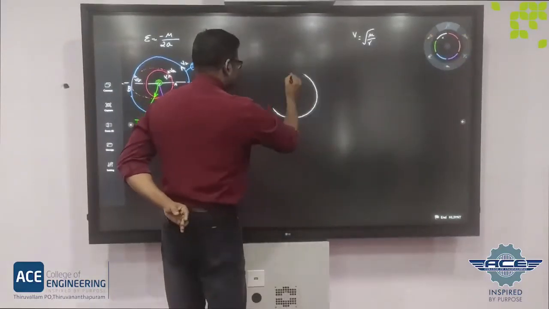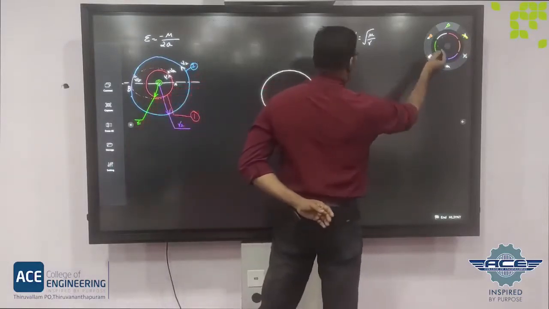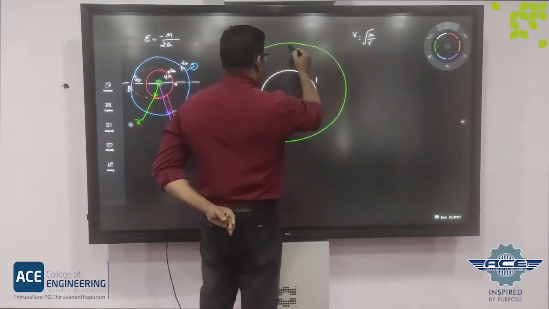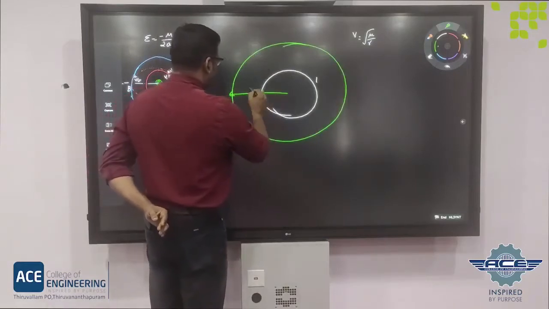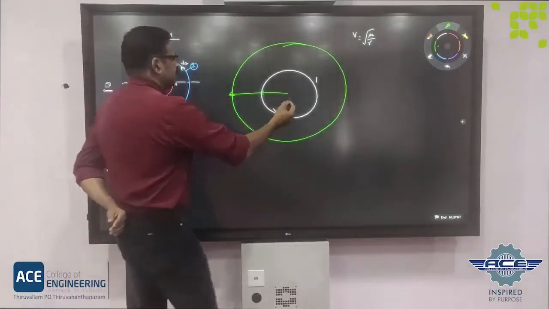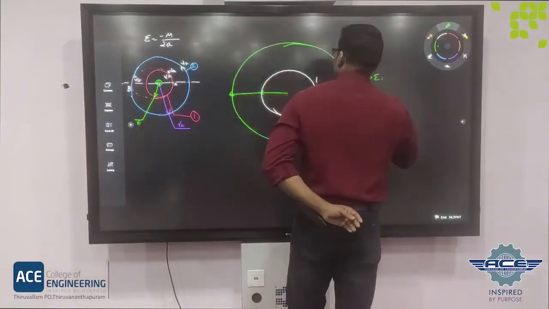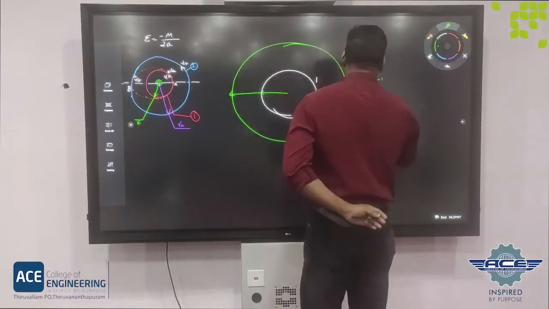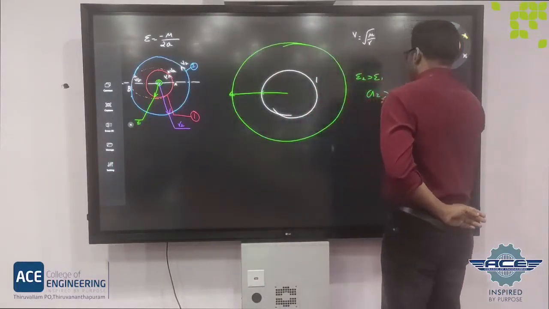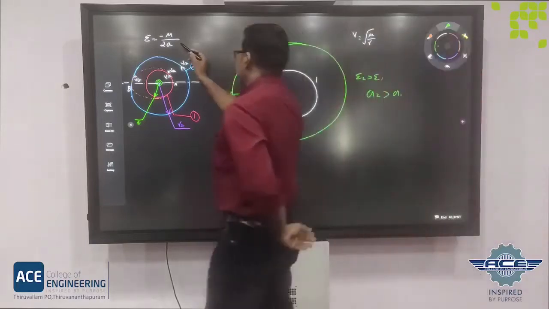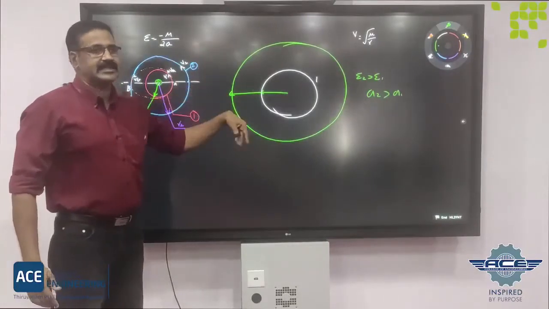That means if this is orbit 1 and another orbit 2, its semi-major axis is increasing compared to this one. That means the energy level of the second orbit, E2, is greater than E1, because here a2 is greater than a1. As a increases, the quantity becomes smaller, that means it is a lesser negative. That means energy is increasing.